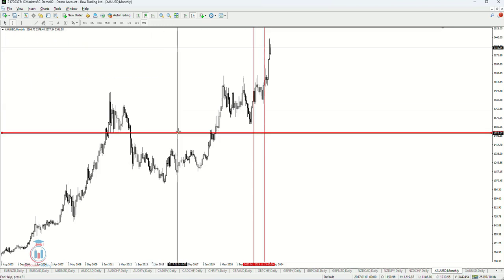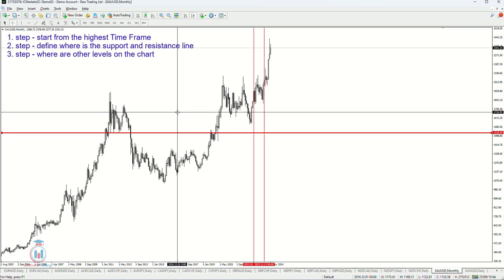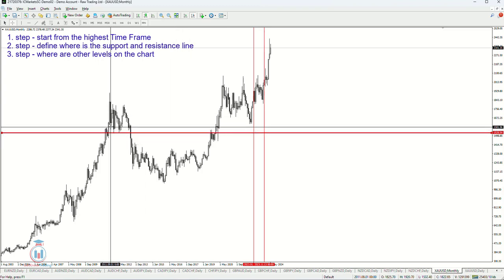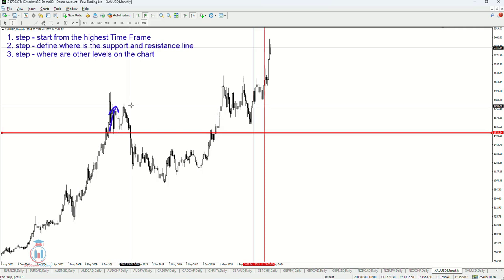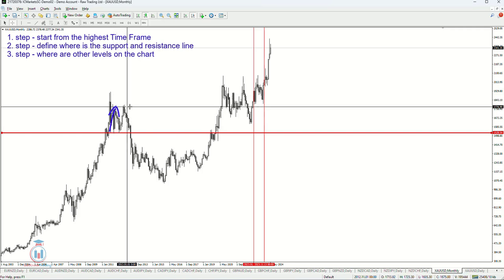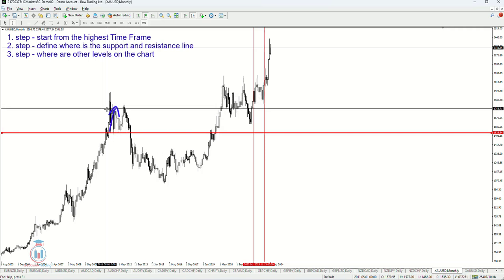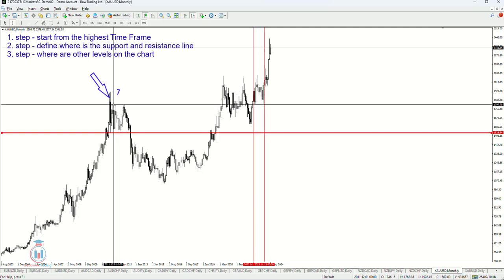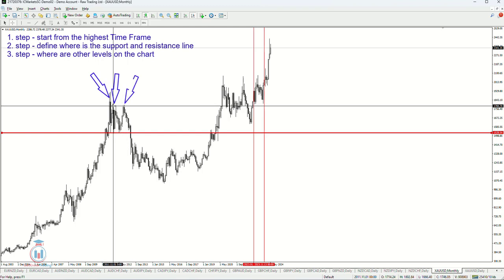So the next step is to define where the next level is. When you take a look here, going from this price level, you go up and you can see where the price is stopping on this monthly time frame for several times. And what you can see here, this is the first level, this is the second, here it is, and here it is. So 3 times the price is touching this area.